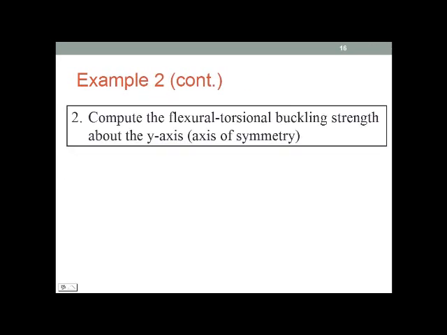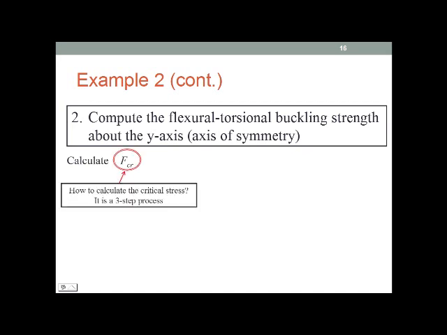2. Compute the flexural-torsional buckling strength about the y-axis, or the axis of symmetry. Now we need to compute the critical stress. How to calculate the critical stress F critical? It's a 3-step process. Step 1. Compute F critical Y. F critical Y is the resistance to flexural buckling.